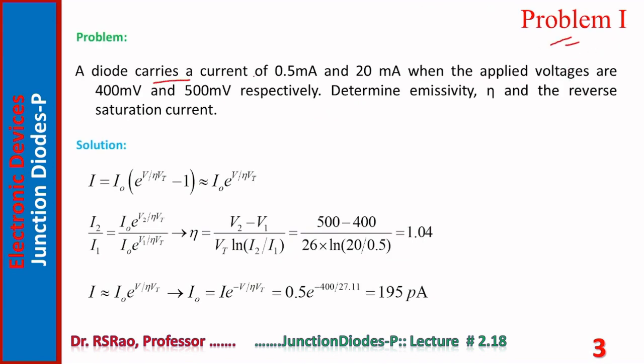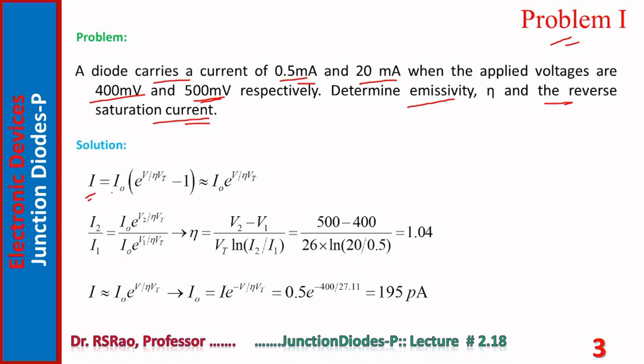A diode carries a current of 0.5 milliamperes and 20 milliamperes when applied voltages are 400 millivolts and 500 millivolts respectively. Determine emissivity eta and the reverse saturation current. Two currents at two different voltages are given. From voltages and their corresponding currents, one can easily identify that these belong to forward biased condition.